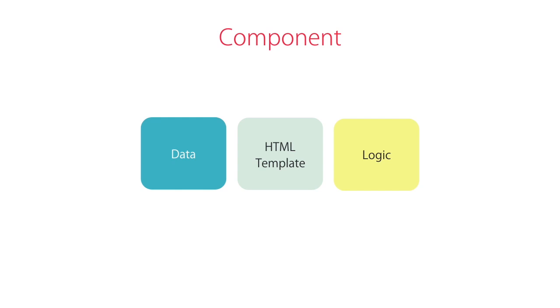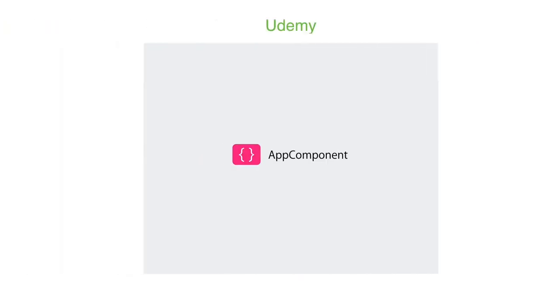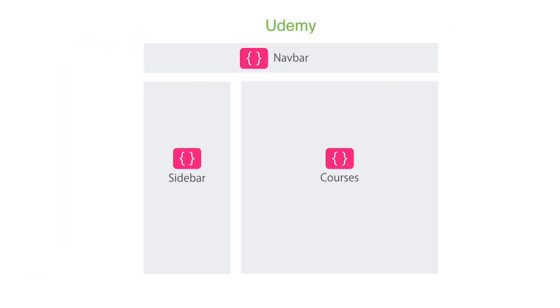Let's look at a real-world example. Imagine we're going to build a website like Udemy. So on this page, we have a navigation bar, a sidebar, and an area to display the list of courses. Now, we can think of all this as one view or one component, or we can break this view into smaller, more maintainable, and potentially reusable components like navbar component, sidebar component, and courses component.